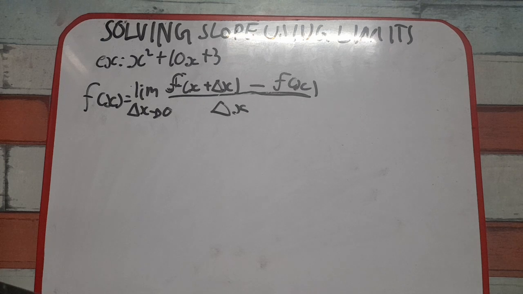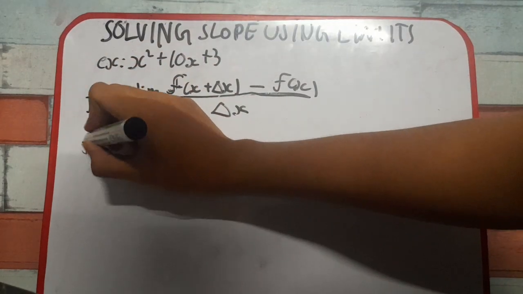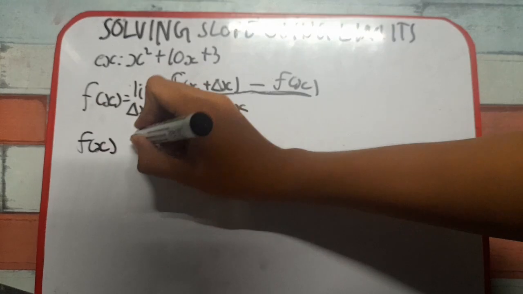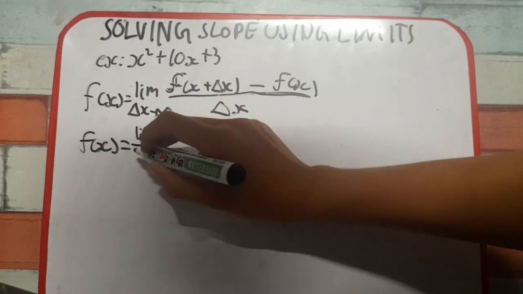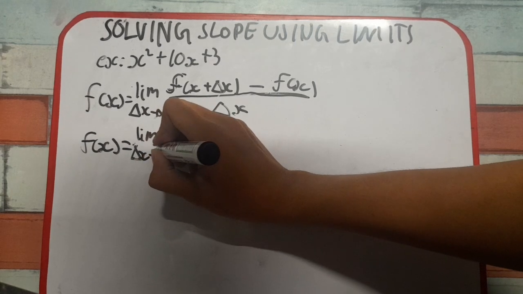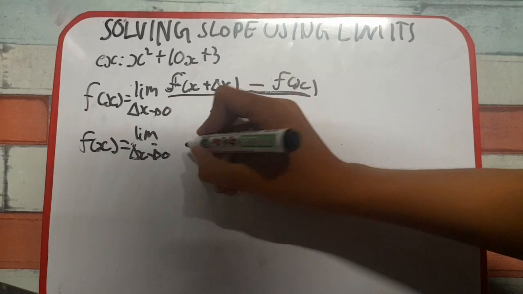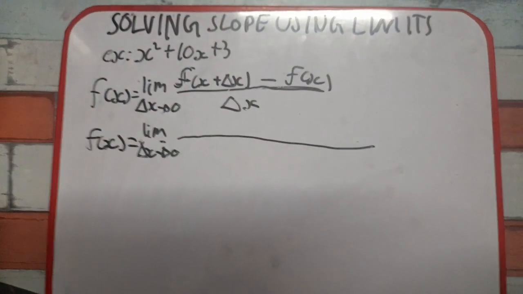Let's start by copying this already. F of x is equal to the limit as delta x approaches 0, and it's gonna be long. So, sorry about that.